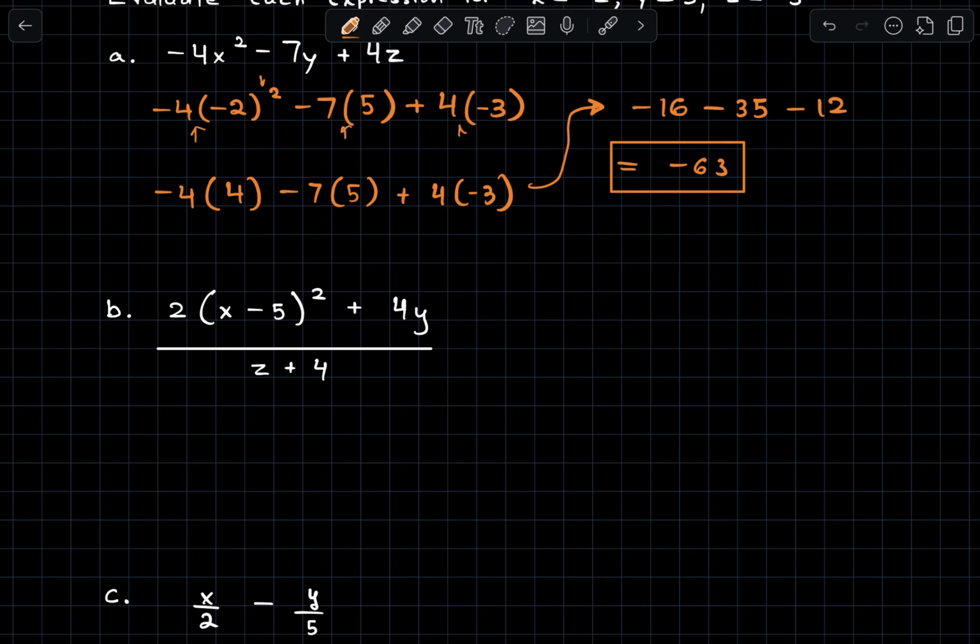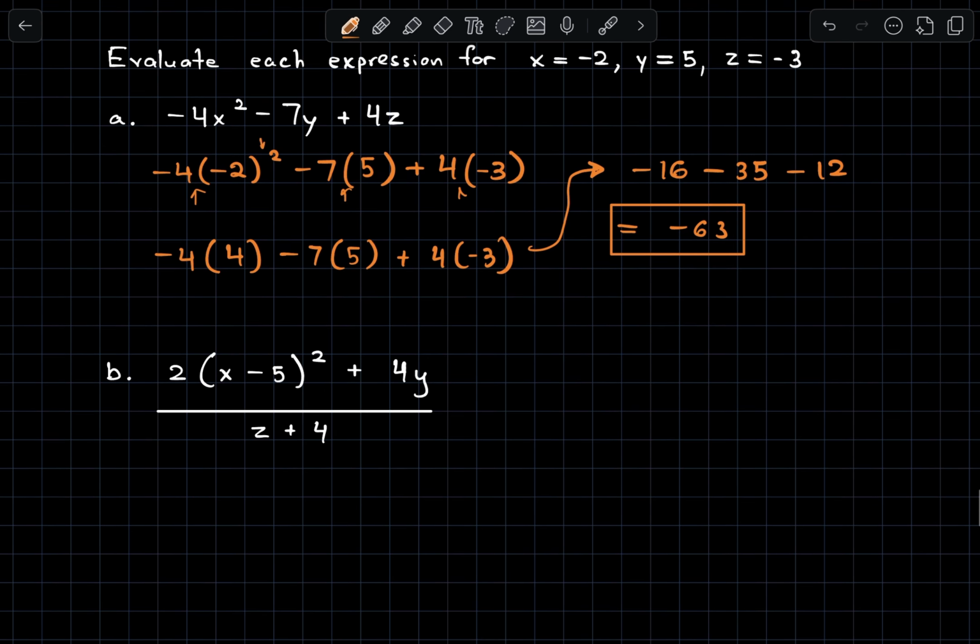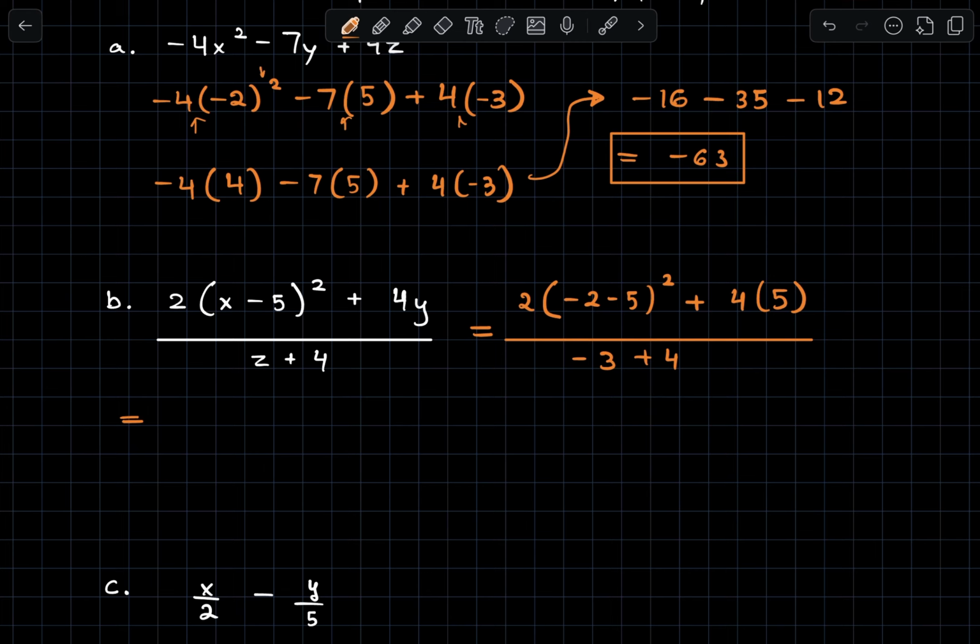All right, so let's take a look at part B. So we've got the same values here. We've got a rational expression. So we're going to start off with x is equal to -2. We're going to plug that in first, in here in parentheses. We've got y is equal to 5. And then we've got down here z is equal to -3. We're going to add that to 4. All right, so we're going to start off with simplifying the operation inside of our parentheses first. So that's -2 minus 5. That's going to give us a -7. And I'm just going to leave everything the same for a second.